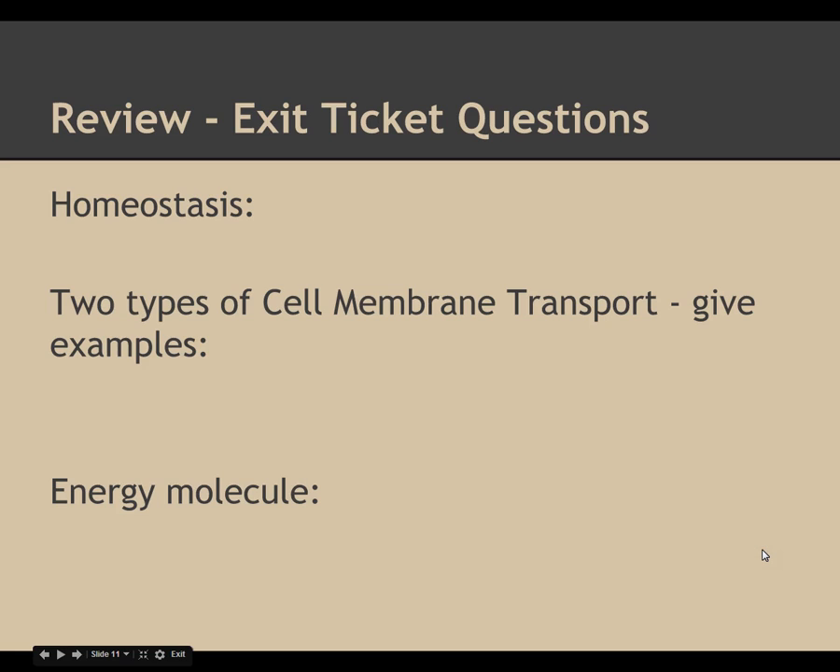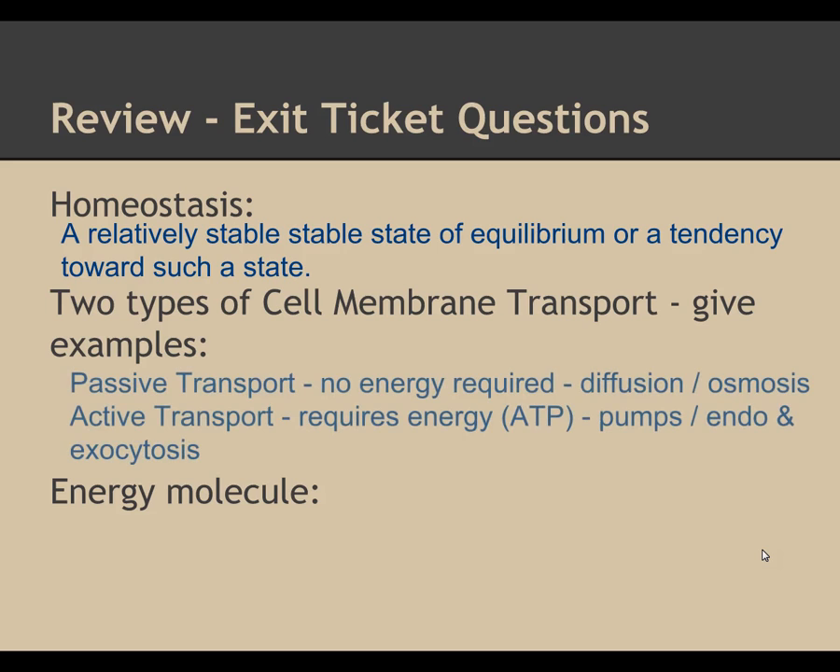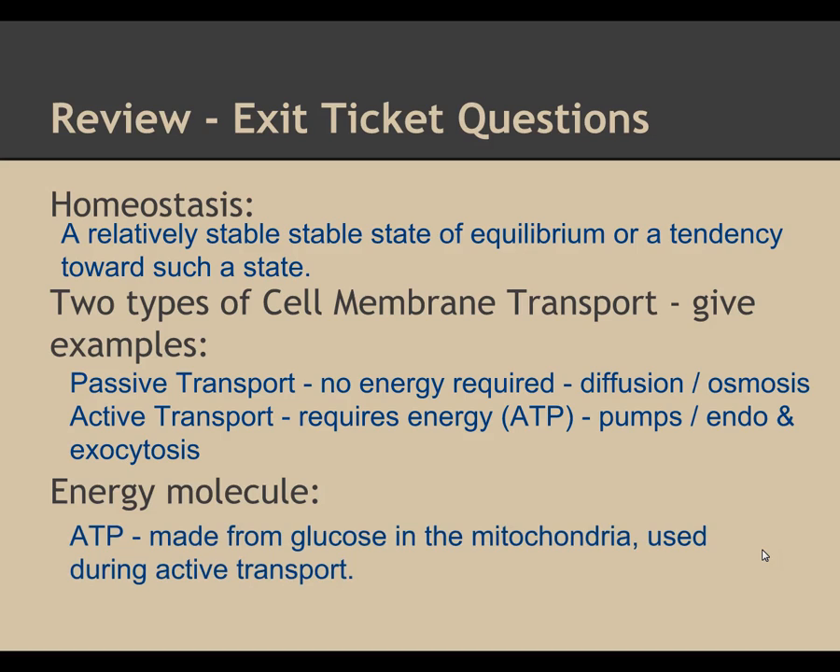Alright, so a quick review. Homeostasis, that steady equilibrium, 2 types of cell membrane transport, and give examples, the passive and active. And then the energy molecule that we talked about was ATP, made from glucose in the mitochondria, and it's used during active transport. That's it for the notes.